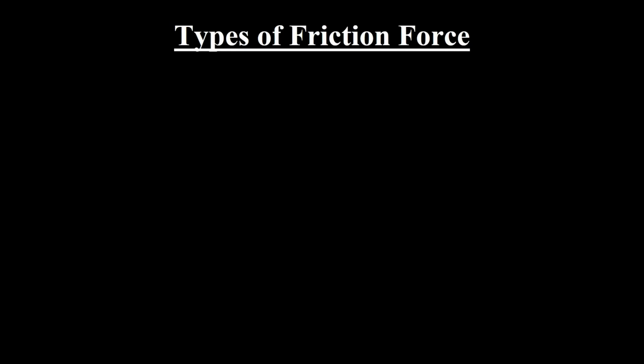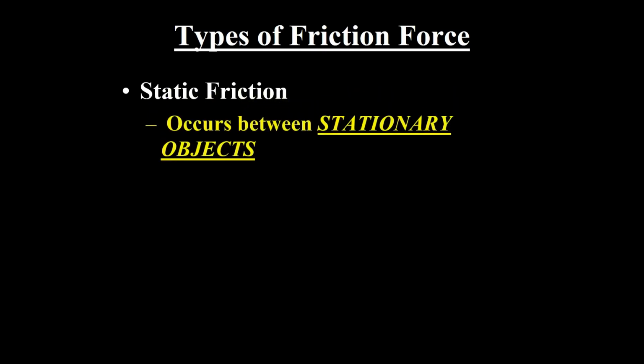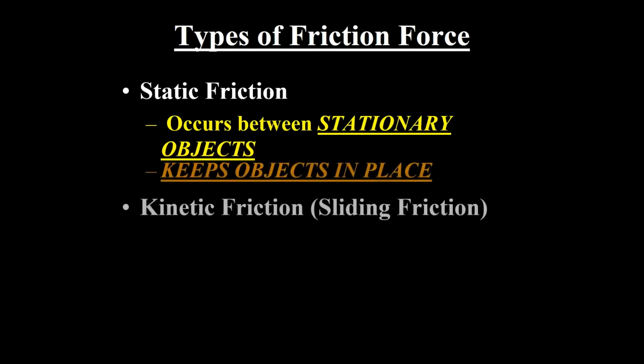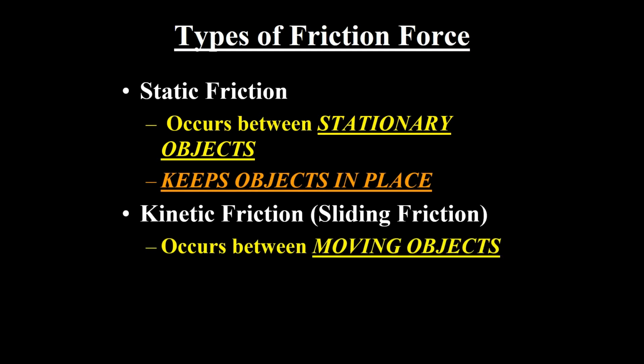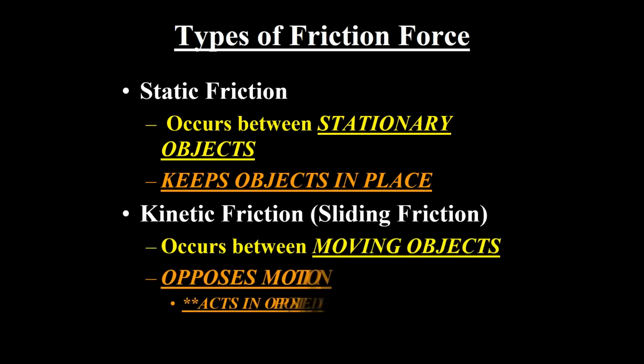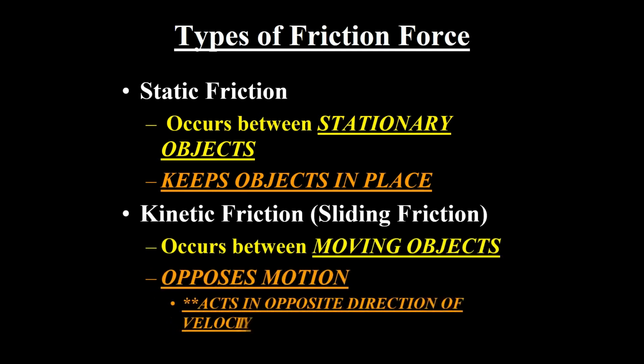So let's take a look at some types of friction force. The first one that we're going to talk about is static friction. This occurs between two stationary objects, so neither one is moving, and we'll see that this keeps an object in place. The other type we'll talk about is kinetic friction, also called sliding friction. This is going to occur between moving objects, and it's going to oppose motion, as in it acts in the opposite direction of its velocity.